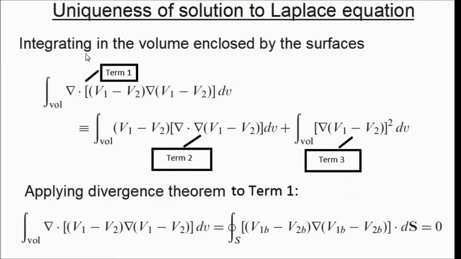Now we integrate the identity over the whole volume enclosed by the surfaces in question, so that you have this statement with the volume integral taken all the way through, both left hand side as well as right hand side. So the terms are labeled as shown. If we apply the divergence theorem to term 1, it evaluates to 0, because v1 and v2 are evaluated at the boundary, and we showed that v1b minus v2b is 0, so the right hand side is 0. So term 1 is 0.